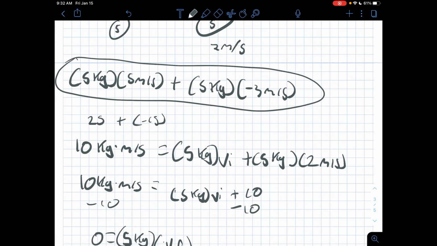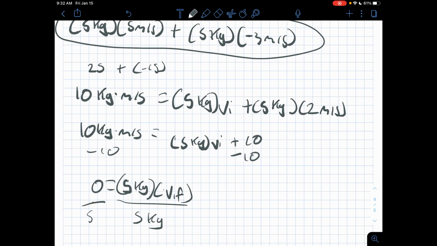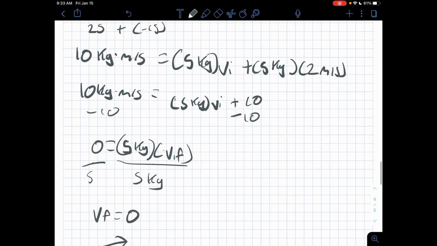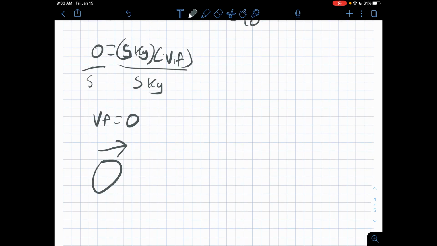I'd say the most important thing here is to keep in mind the direction that the object is going, because you don't want to mess up and lose a few marks by writing negative when it should be positive or writing the wrong direction. So always keep that in mind. I think that wraps it up.